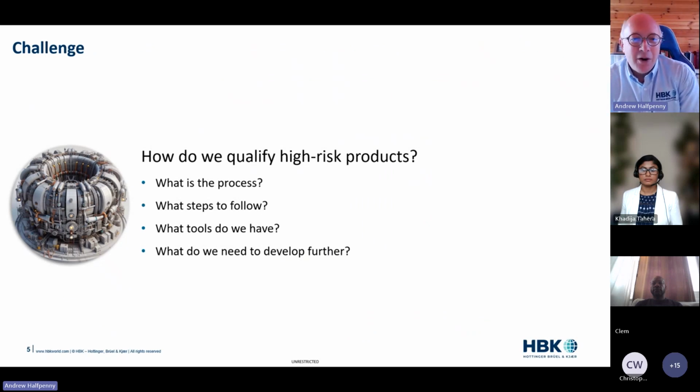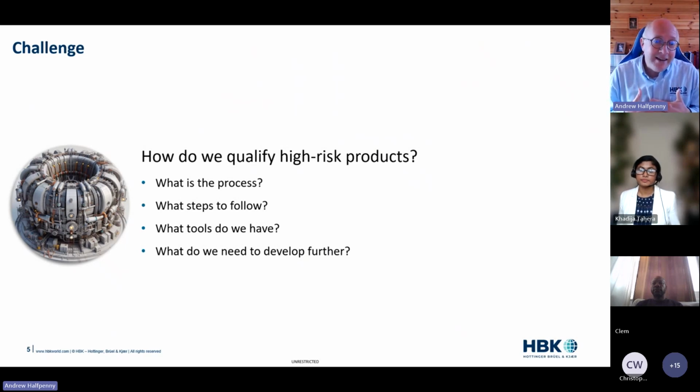How would we go about qualifying this high risk, high value product? And in particular, we want to look at, so what's the process? What steps will we follow? What tools do we have today? And how might we develop those further?